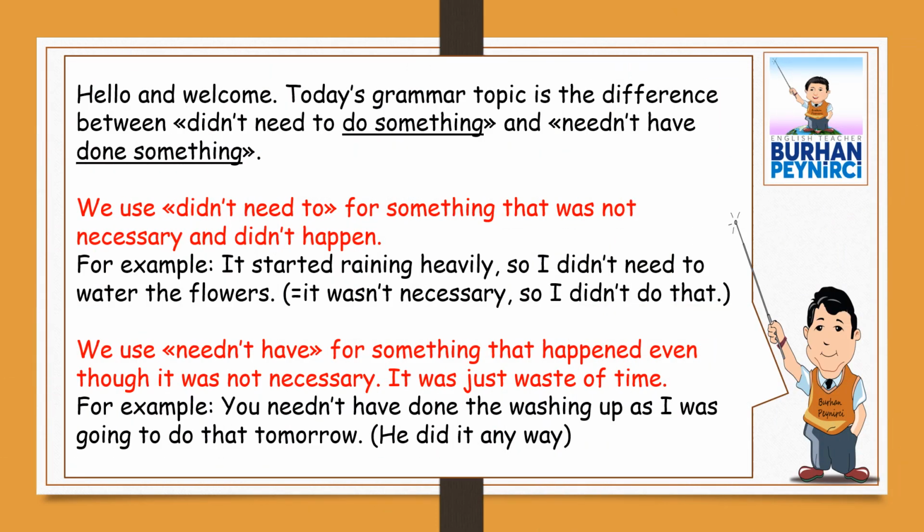Hello and welcome. Today's grammar topic is the difference between didn't need to do something and needn't have done something. We use didn't need to for something that was not necessary and didn't happen. For example, it started raining heavily, so I didn't need to water the flowers. That means it wasn't necessary, so I didn't do that.